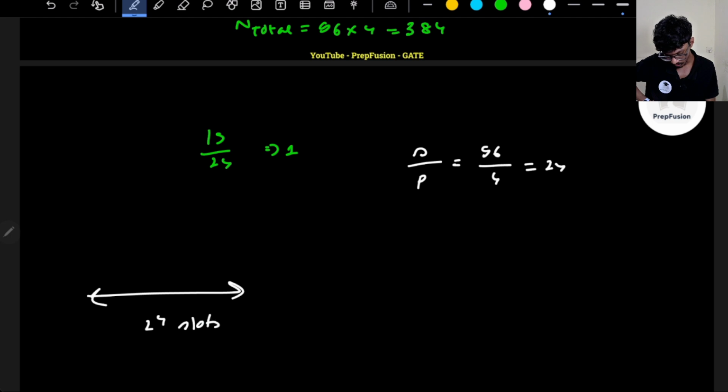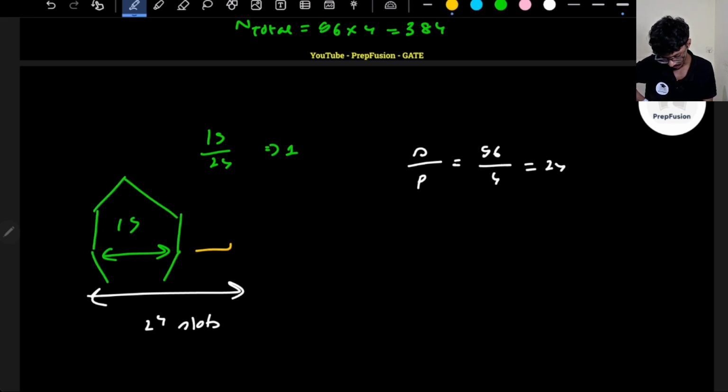Out of those 24 slots, only 19 slots the coil is spanning. The rest is free. So this is the coil span, right? 19. So rest this much. How many slots are free actually? So 5 slots are free. So from here I can directly find out what is alpha, right?